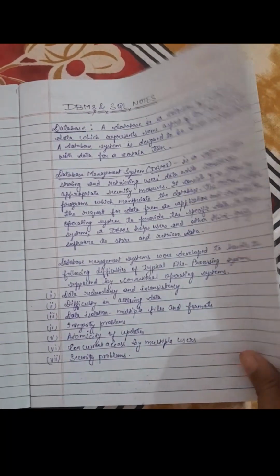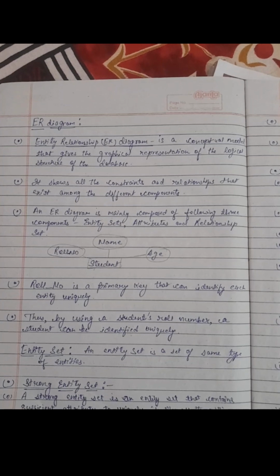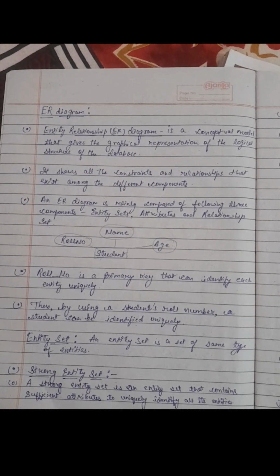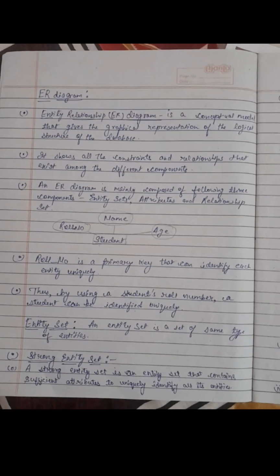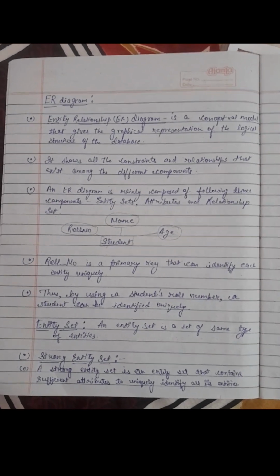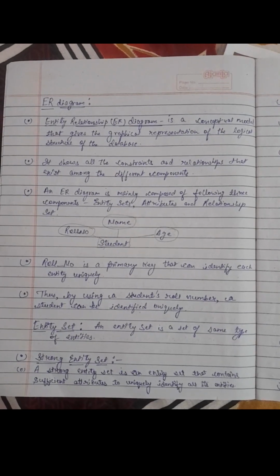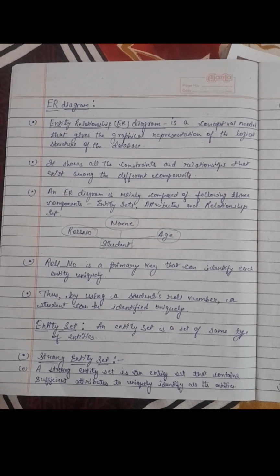Now we move to another topic. ER diagram. Entity relationship diagram is a conceptual model that gives the graphical representation of the logical structure of the database. Second, it shows all the constraints and relationships that exist among the different components. Third, an ER diagram is mainly composed of the following three components: entity sets, attributes, and relationship set.